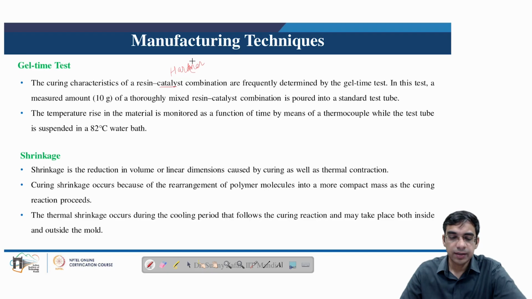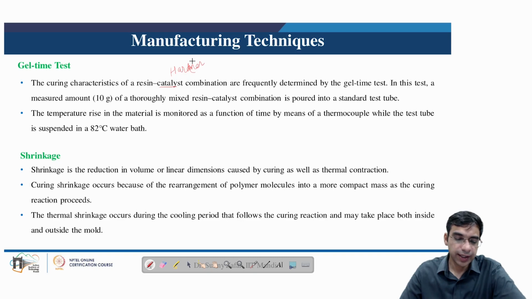So then it is estimated at what time, and of course at this temperature, how long the mixture takes to convert into a gel, or how fast it reaches the gelation point, that is, once the cross linking starts into this resin. Next is the shrinkage. Shrinkage is basically the reduction in the volume or linear dimensions caused by curing as well as thermal contraction.